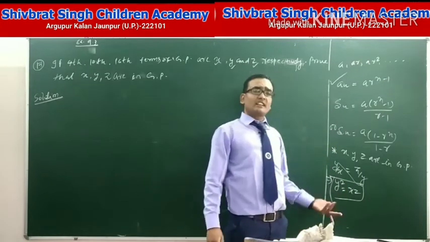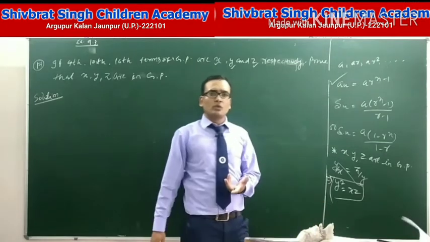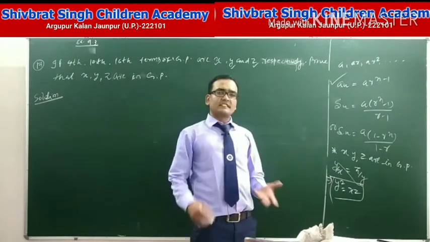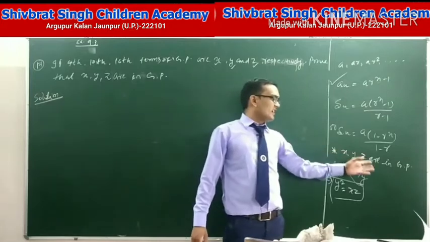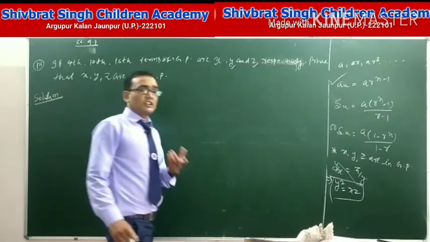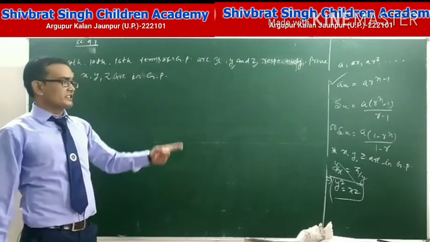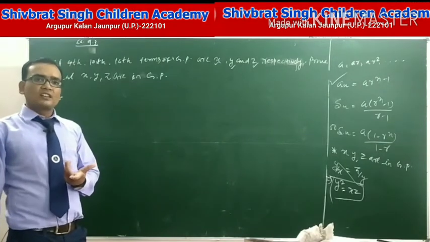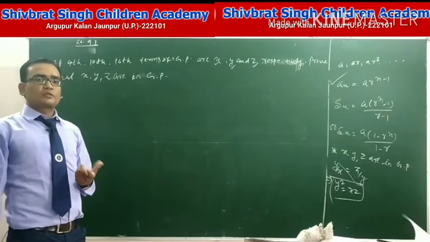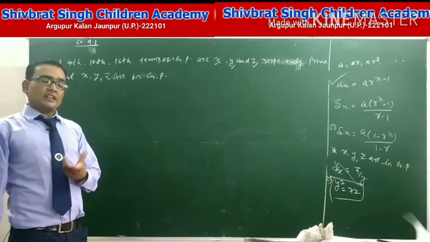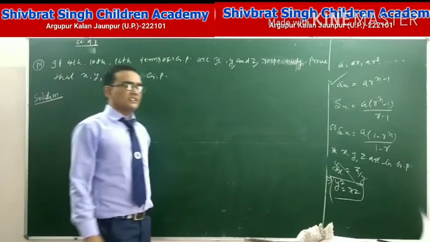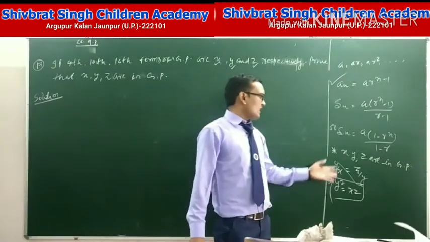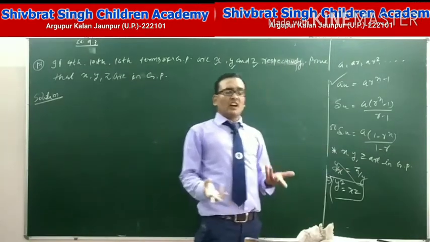If we find the condition Y square equal to XZ, then we can say that X, Y, Z are in GP. Our target is to find the relation between X, Y, Z: Y square equal to X into Z. If we find this relation, then we can easily say that X, Y, Z are in GP.